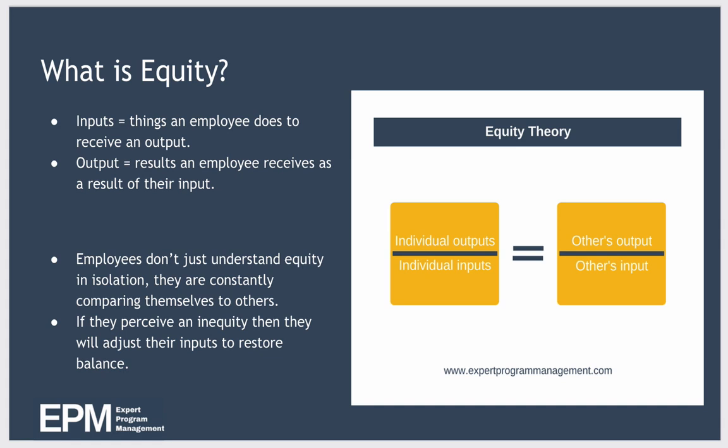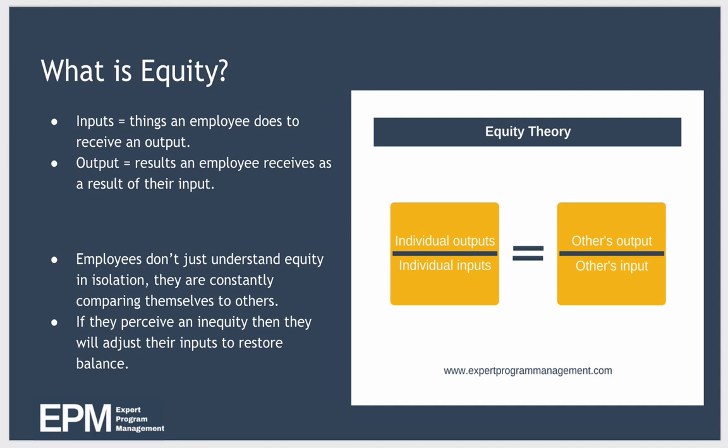Now, outputs are the result an individual receives as a result of their inputs. Some of these are going to be tangible, such as a salary, but others are going to be intangible, such as recognition. So some common outputs are salary, bonus, pension contributions, annual holiday allowances, company cars, stock options, promotion, flexibility of work arrangements, even things like learning opportunities and the sense of achievement the employee has.